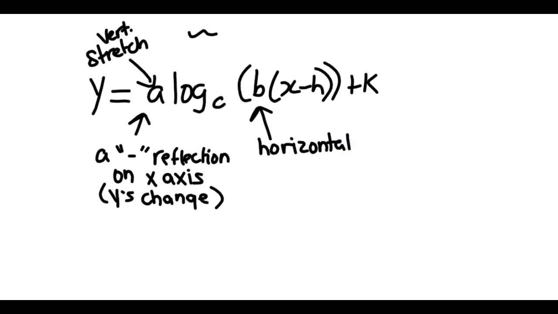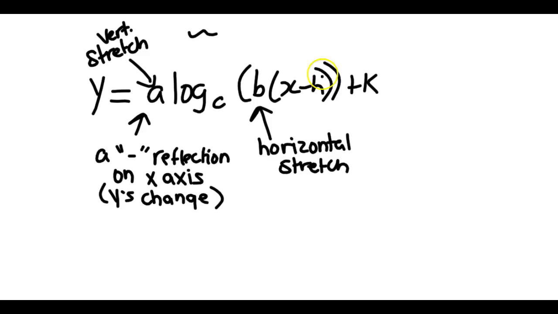Horizontal stretch. So if B is a quarter, then our x's are 4 times as big. And if B is 3, then our x's are a third the size, right? So it's the opposite thing happening there for the horizontal stretch.